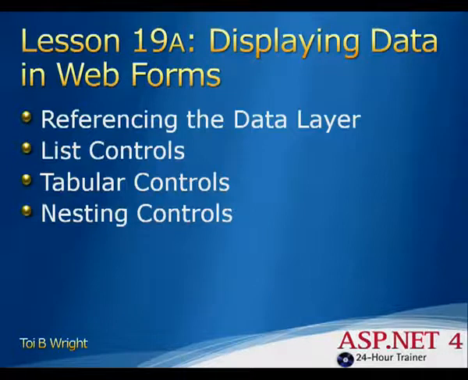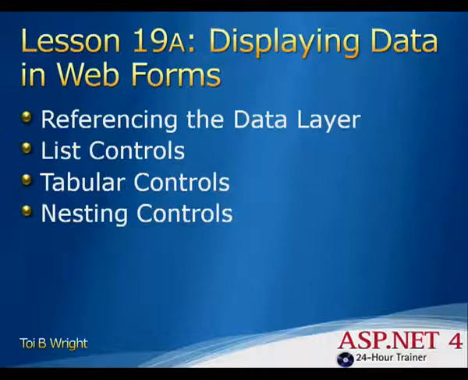List controls are used to display a simple list of items. These are the list controls found on the General tab of the toolbox. The bulleted list displays a bulleted list of items. The checkbox list control displays a group of checkboxes. The drop-down list control displays a drop-down list of items. The list box control displays a list box, and the radio button list control displays a group of radio buttons.